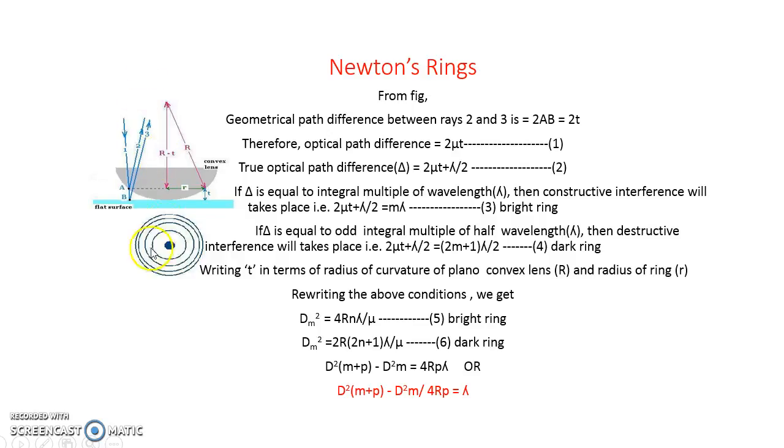Here we are observing the final interference pattern in the form of rings. First time it was observed by Newton. That is why this type of pattern is known as Newton's rings.